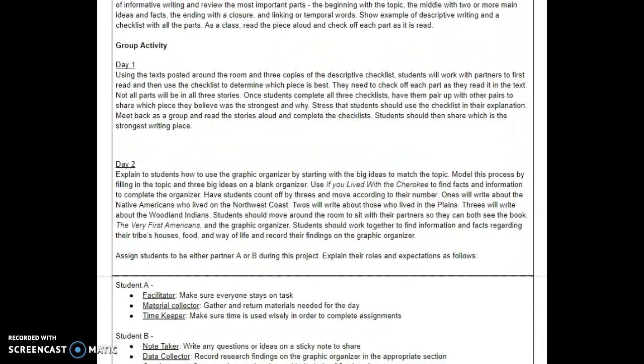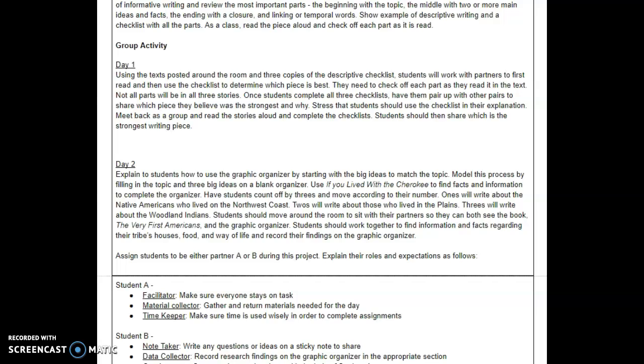using the texts posted around the room, there are going to be 3 different texts posted around the room, and they are all descriptive or informational text. Students are going to have to use the checklist to work with a partner to read the text and then determine which piece is best, because they're going to check off each part as they read it in the text, and not all parts will be there in all 3 stories. Some stories are going to have more, some will have less, and they have to figure out which one is best based on what parts are included.